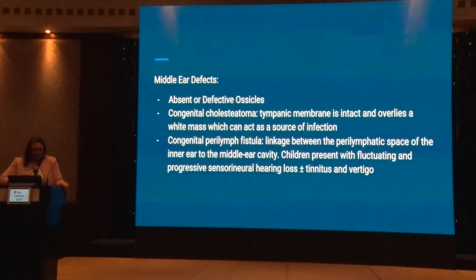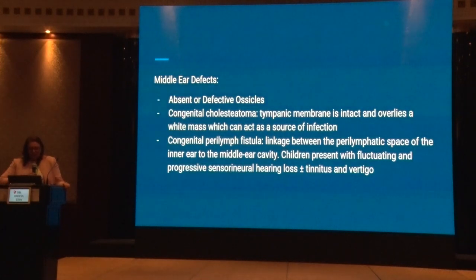A middle ear defect: absent or defective ossicles, which causes conductive hearing loss. Congenital cholesteatoma is a very dangerous congenital anomaly because it eats or destroys all the mastoid and all the temporal bone, and nobody can notice until the tympanic membrane becomes perforated and a severe discharge comes from the ear. The tympanic membrane is intact and overlies a white mass which can act as a source of infection.